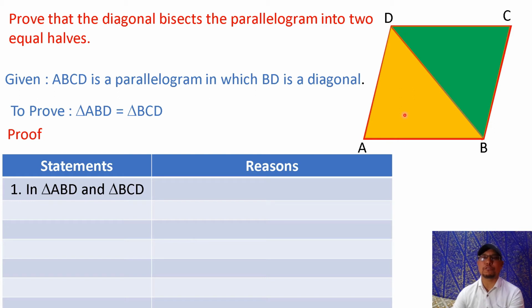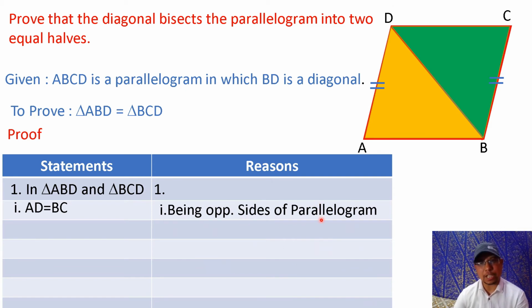Okay students, so now let's try to show these two triangles congruent. In statement one, you see in the figure students, AD equals BC. This AD is the side of the yellow triangle and BC is the side of the green triangle. They are equal, so in one we write AD equals BC. Now can you tell me what is the reason? You see here, this ABCD is a what? A parallelogram. And by the definition of a parallelogram, the opposite sides of a parallelogram are always equal. So your reason is opposite sides of a parallelogram.